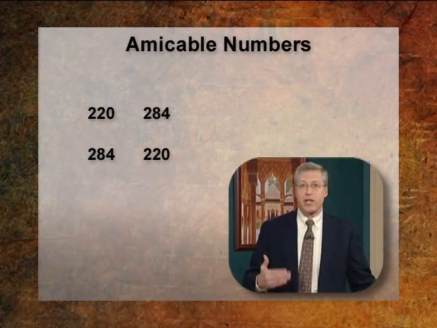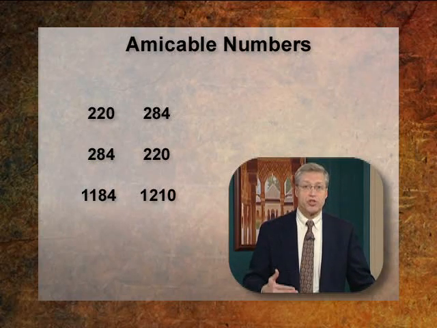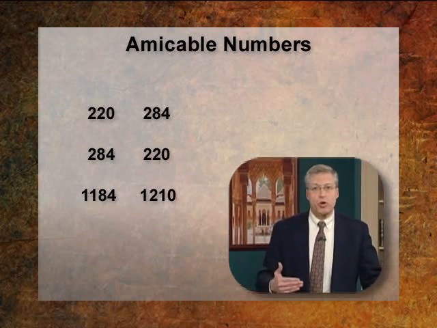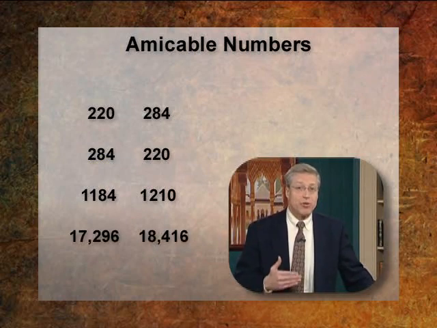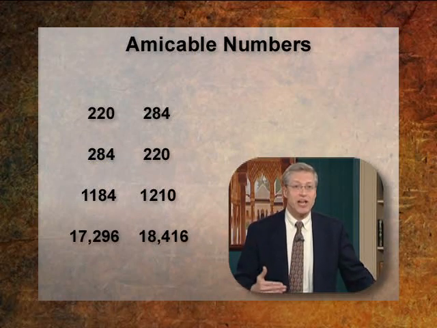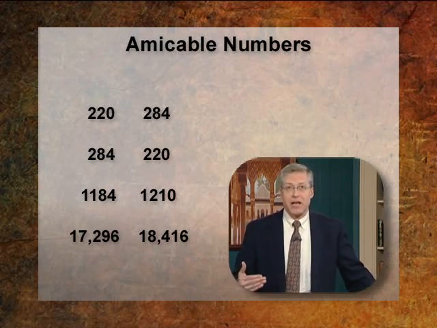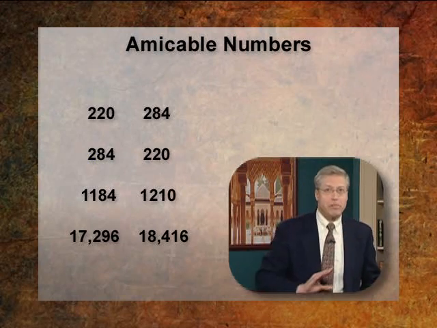They also found another pair, 1184 and 1210. And it was Thabat ibn Qurra who went on and found the next pair, 17,296 and 18,416. That knowledge eventually would be lost to Western mathematicians.